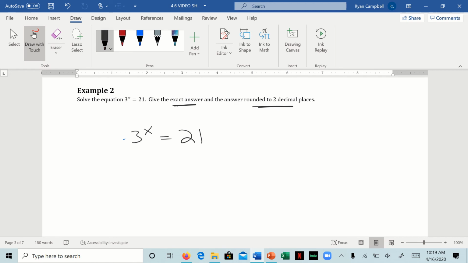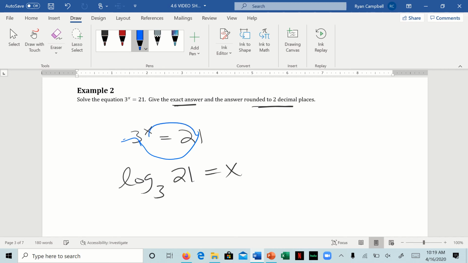Oh, the pen's not working for some reason. All right, there we go. Log base 3 of 21 equals x. All right, log base 3 of 21 equals x. And there we go. We have our answer.